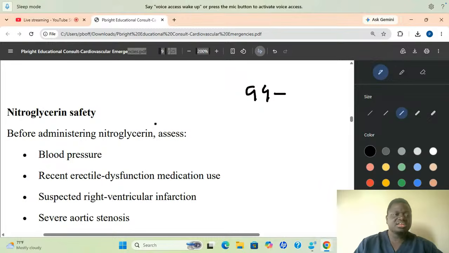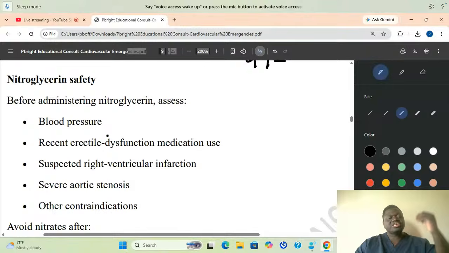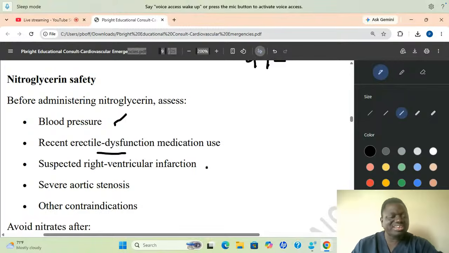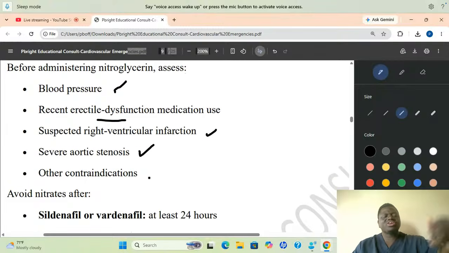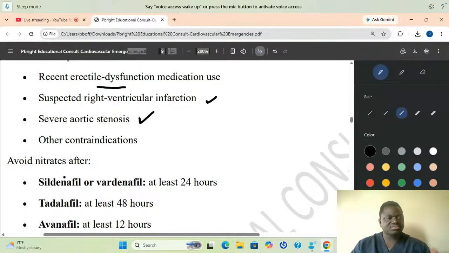So nitroglycerin is a vasodilator. You check your blood pressure, you check for erectile dysfunction medication use, you check for suspected right ventricular infarction, you check for severe aortic stenosis, you check for other contraindications before you give. Avoid nitrates, avoid GTN after you've taken this medication.